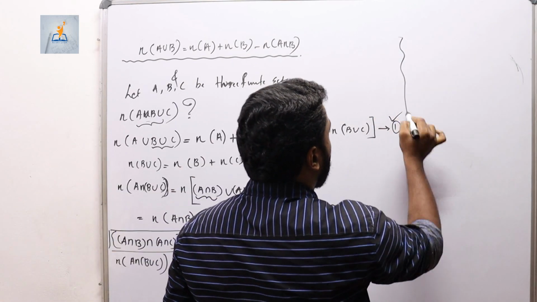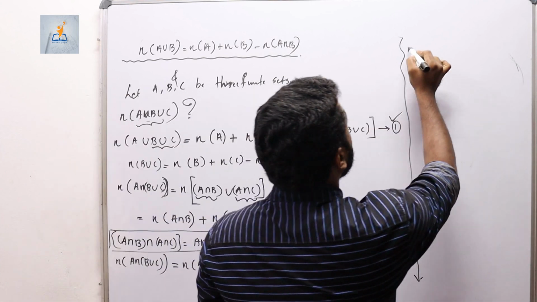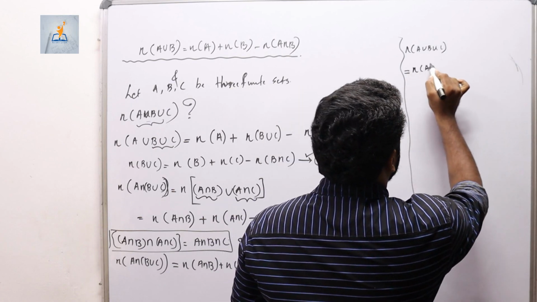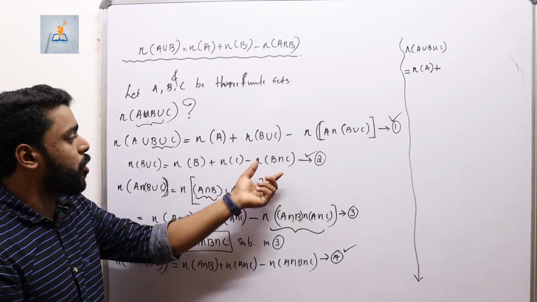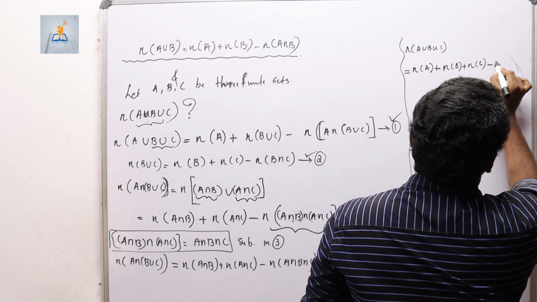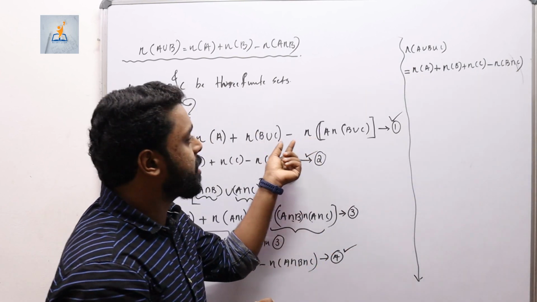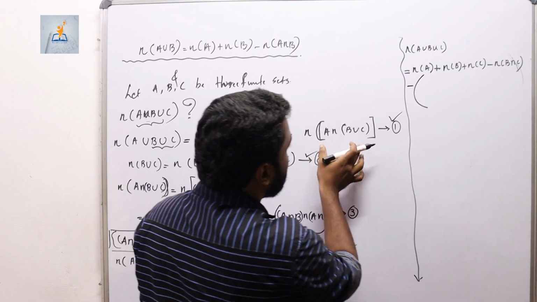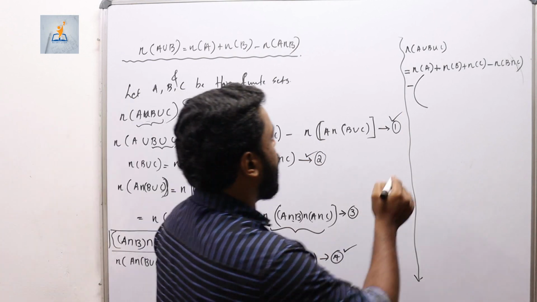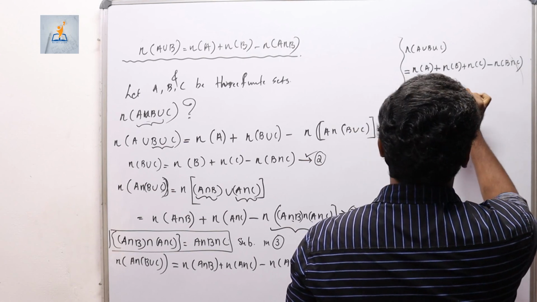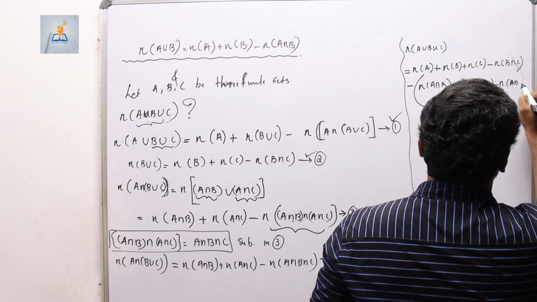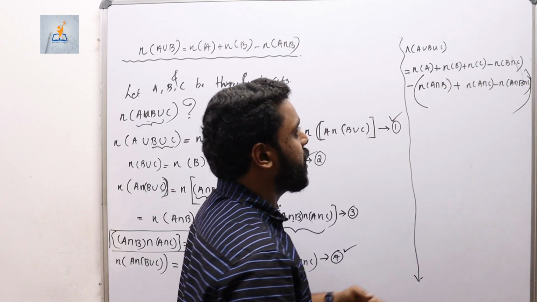Now we shall substitute those quantities in equation number 1 to get n of A union B union C is equal to, we have n of A here, n of A plus, and instead of n of B union C, we already derived a new thing. What is it? n of B plus n of C minus n of B intersection C, isn't it? Now what is next? Next thing is minus n of A intersection (B union C). But we already derived n of A intersection (B union C) is this quantity. So we can substitute all of these things: n of A intersection B plus n of A intersection C minus n of A intersection B intersection C. So we substituted all those quantities into equation number 1.